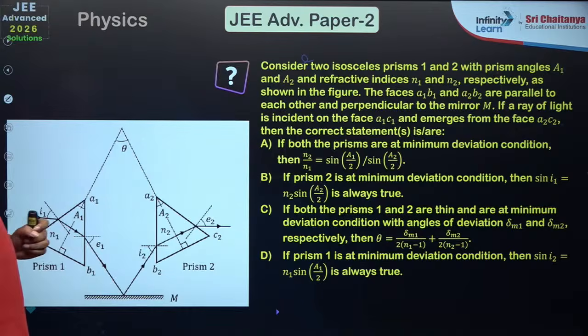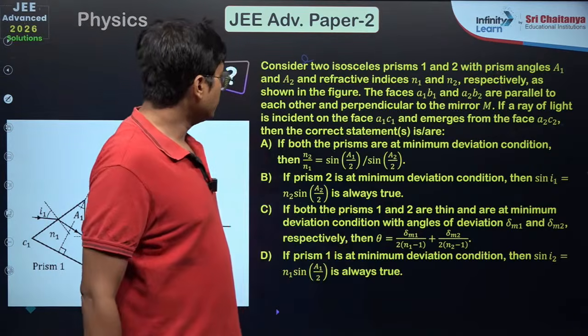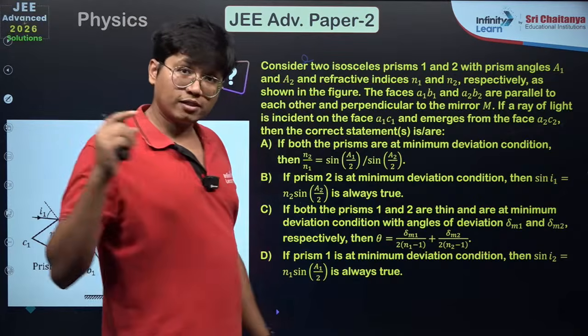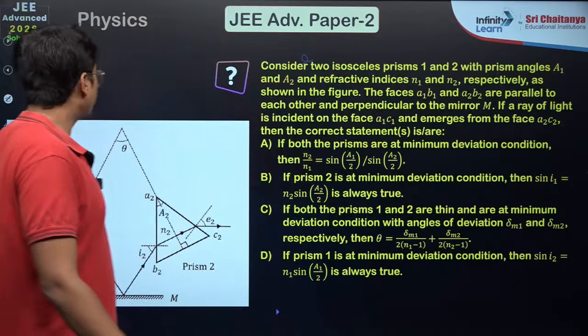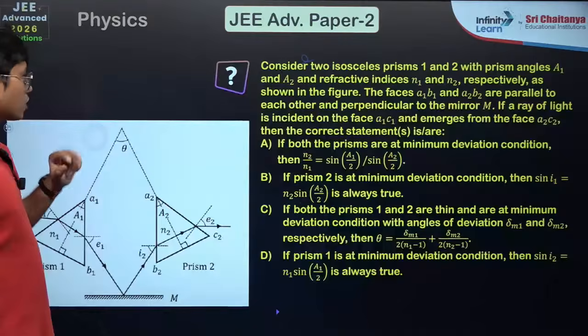Alright, next question we have is multi-correct. It says there are two isosceles prisms. Multi-correct, right? By the way, this year in multi-correct, it was +4 minus 1, which was surprising, I would say. You did not expect that.